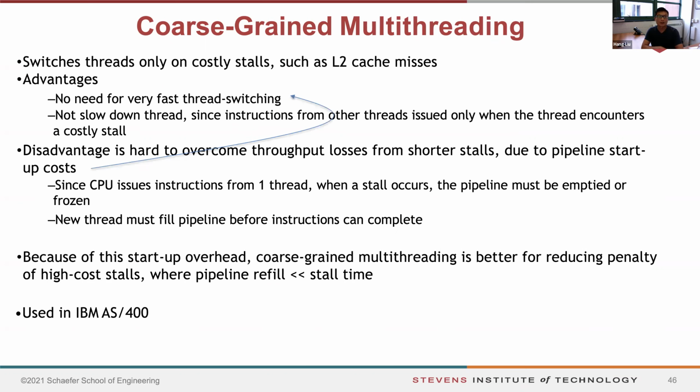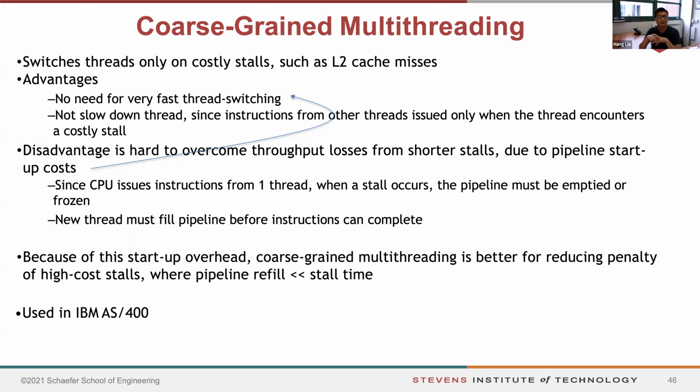Coarse-grained multi-threading switches threads only when costly stalls happen, such as an L2 cache miss. The advantage is there's no need for very fast thread switching, because we typically only switch when a long stall happens. So fast switching, which costs a lot of hardware, is not really needed. It does not slow down the threads, since instructions from one thread can continue to execute until you encounter a very costly stall. So those stalls are overlapped by other instructions executing on the CPU.